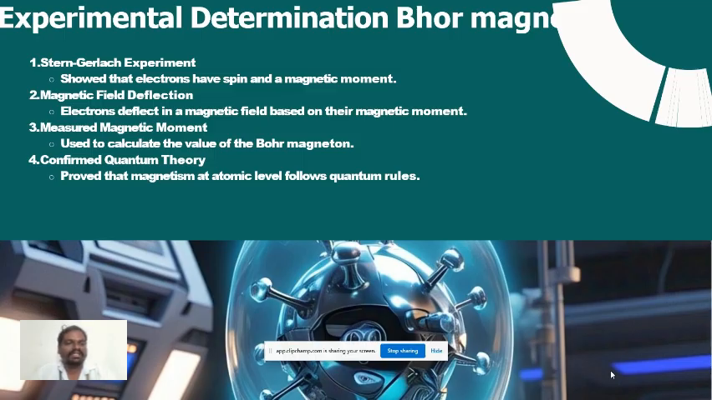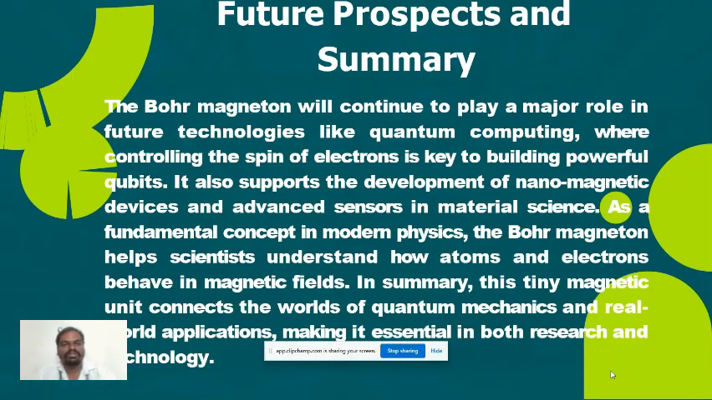Magnetic field deflection: electrons deflect in a magnetic field based on their magnetic moment. The measured magnetic moment is used to calculate the value of the Bohr magneton. This confirmed quantum theory and proved that magnetism at the atomic level follows quantum rules.